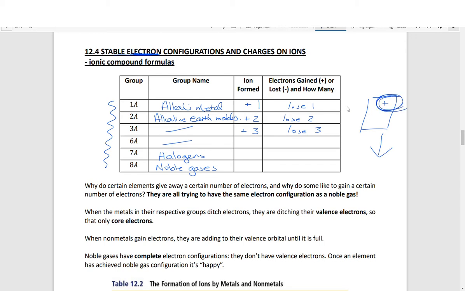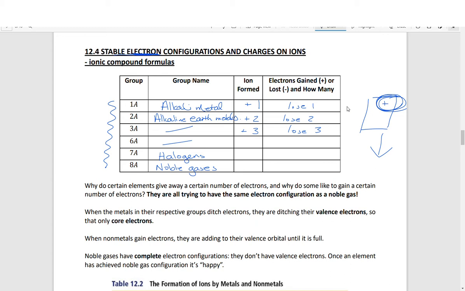So that common ion formed is on our periodic table. You'll notice it's on the periodic table in the front cover of our textbook. I think it's a really nice resource to have. Whoops, sorry, I was talking and steered you wrong. Let's move to the noble gases.